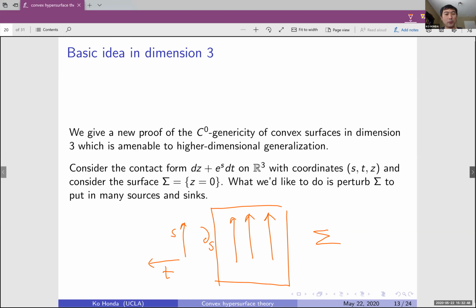And you'd like to perturb this so that you basically put in what's called a plug in dynamical systems parlance. You want to put in something that looks like a plug, which basically blocks all flows.